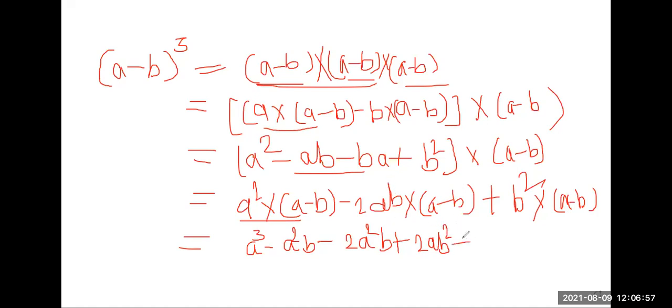Okay. Then plus b square into a, what will we get here? ab square. Then b square into minus b gives minus b cube.